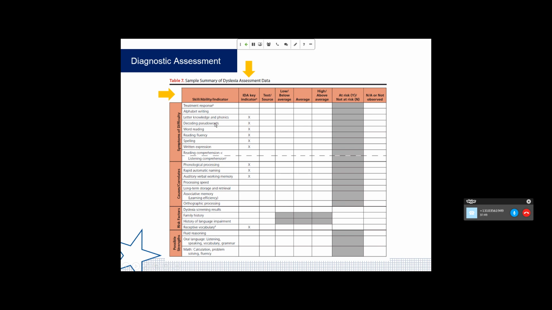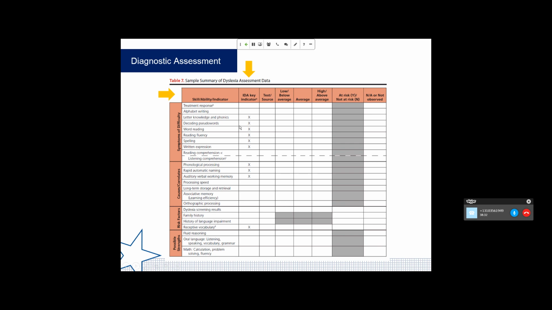And I have a chart up here that helps us see in summary form the types of data that you'll be collecting with those assessments. If we look under symptoms of difficulty, we see different skills listed here that are typically going to be a challenge for students with dyslexia. If we look at underlying correlates or processes, we see that these areas are typically an area of challenge for students with dyslexia. And also if we look at risk factors, we do know certain risk factors for dyslexia, so we can look there.